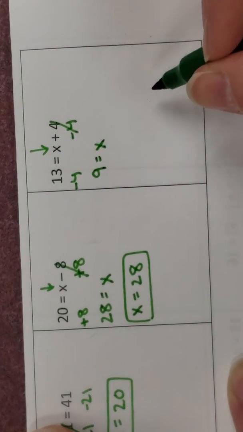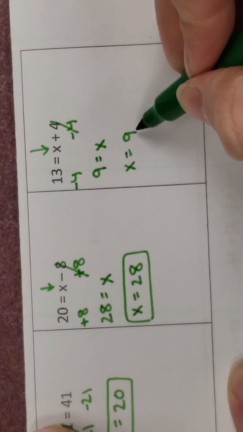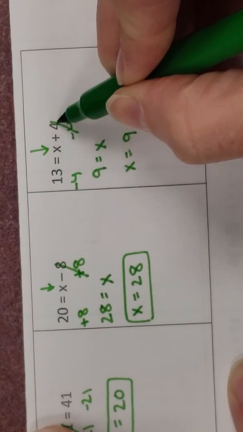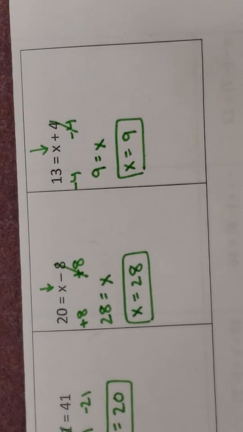And then what do we do, guys? Yeah, x equals 9. And we can go back and check our work, plug 9 back in there. 9 and 4, yes, that's 13. Typically, I don't circle my answer until I've gone back to the original equation to make sure that I've done it right.